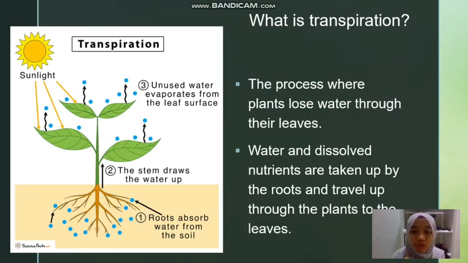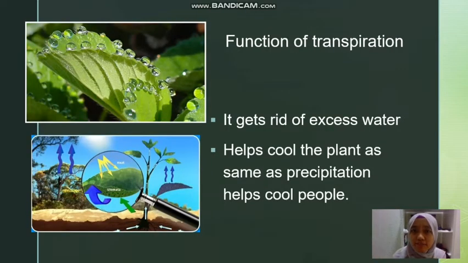Water and dissolved nutrients are taken up by the roots and will travel up to the other parts of the plant through the stem and will go up to the leaf. So the unused water will be evaporated from the leaf surface. So that is transpiration. What actually is the function of transpiration?